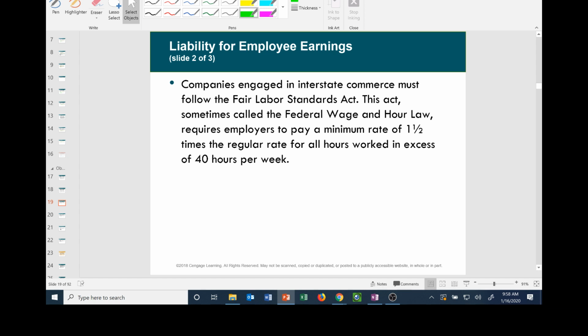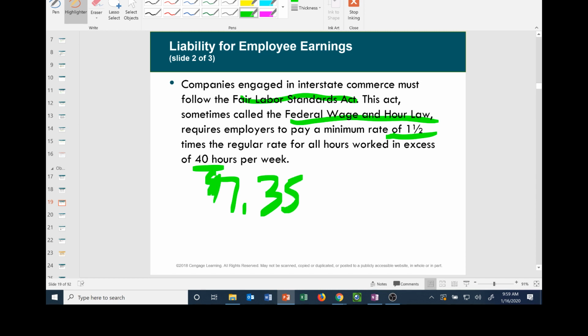All right? Companies engaged in interstate commerce have to go by the Fair Labor Standards Act, and they have to pay overtime for over 40 hours. It's sometimes called the Federal Wage and Hour Law, and it says time and a half over 40 hours. Now, the federal minimum wage, is it $7.35? Is that the federal minimum wage? I think it's 7.25.